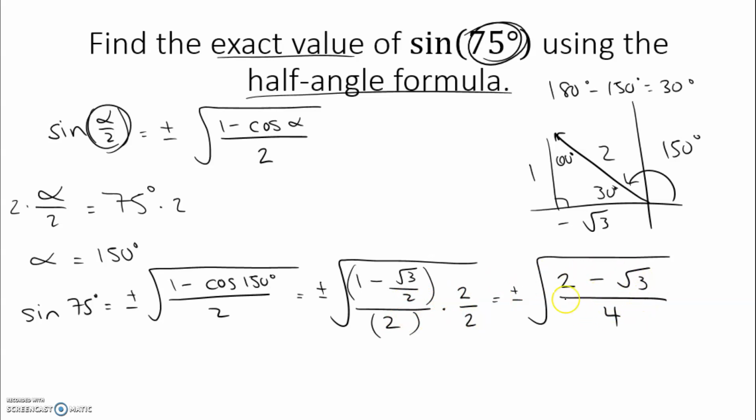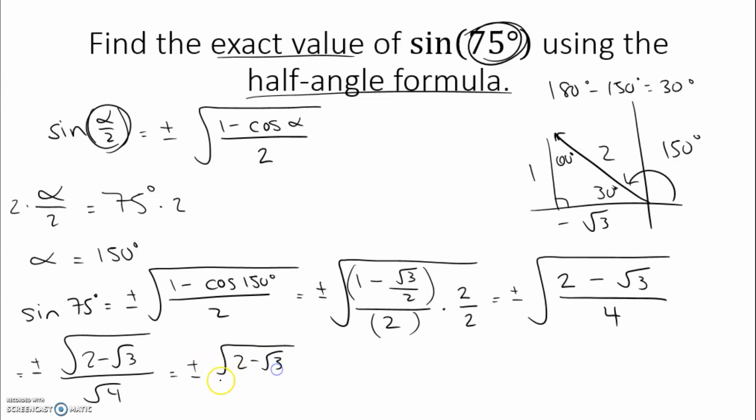And now I've got a fraction inside of a square root, so we're going to break that up. Plus or minus square root of 2 minus the square root of 3 all over the square root of 4, which is plus or minus the square root of 2 minus the square root of 3 over 2.